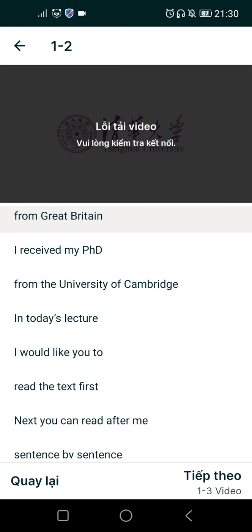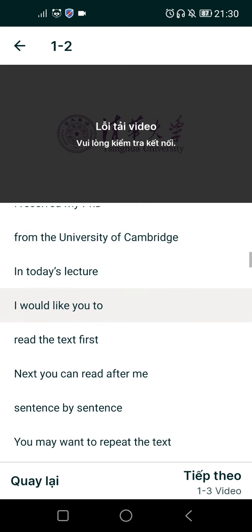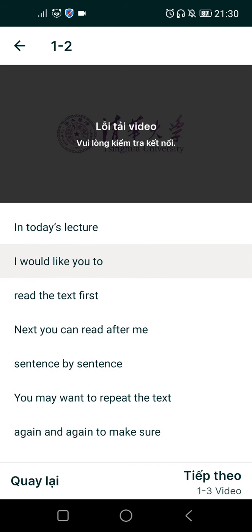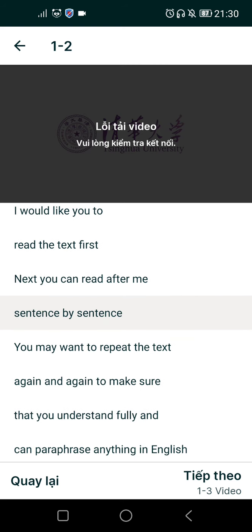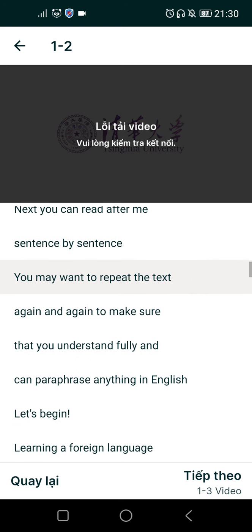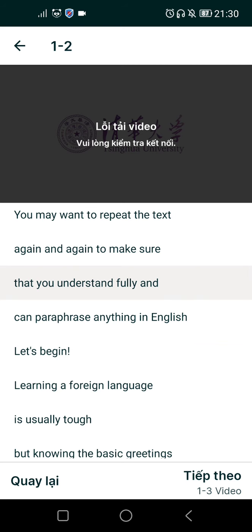In today's lecture, I would like you to read the text first. Next, you can read after me, sentence by sentence. You may want to repeat the text again and again to make sure that you understand fully and can paraphrase anything in English. Let's begin.